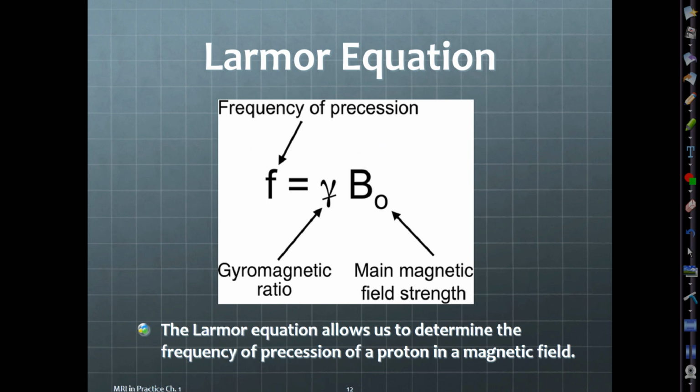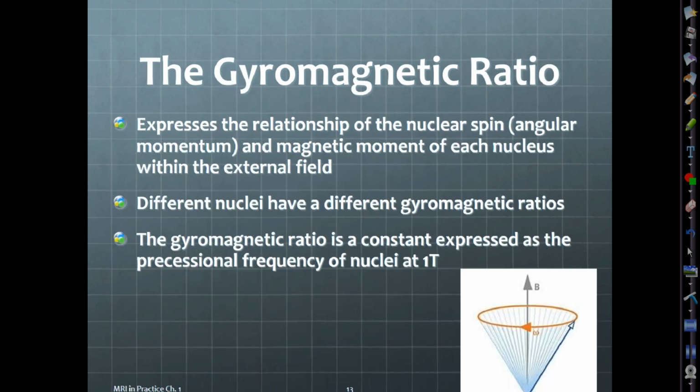So here's just another way that they can write it. Sometimes they denote it by a little f equal to our gyromagnetic ratio times B sub 0. So we've talked about precessional frequency and its unit. We've talked about B sub 0 and its unit. So the only thing that we really haven't discussed is this gyromagnetic ratio, what it is and how it factors into this equation. So the gyromagnetic ratio expresses the relationship of the nuclear spin, remember, also called angular momentum, and the magnetic moment of each nucleus within the external field.